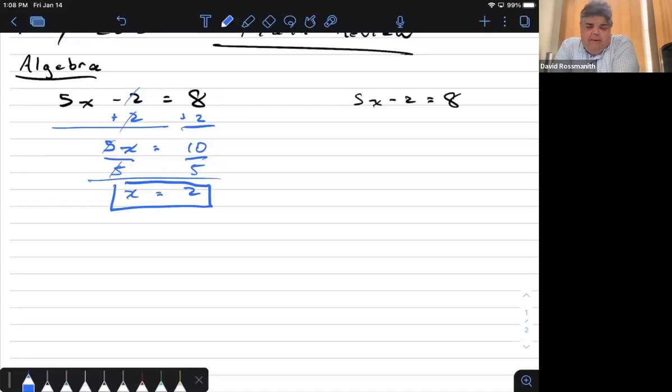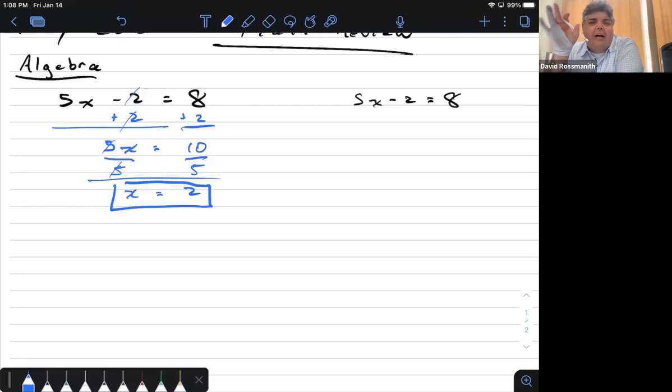I don't think about getting rid of the 2 by adding 2, so plus 2 minus 2 cancel out, and then I have to do the same on the right that I do on the left. I don't think about it that way. I still think about the fact that I want to get x by itself, and I want to get everything else on the other side of the equation, and that's the key.